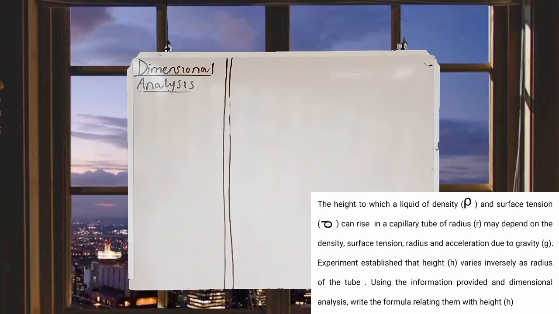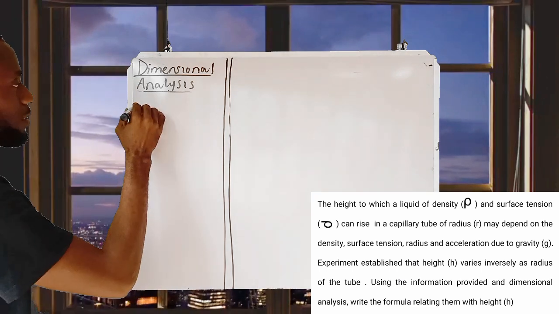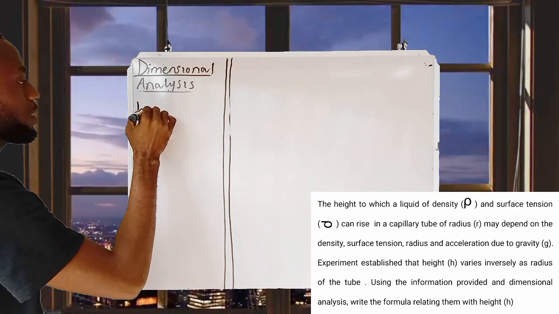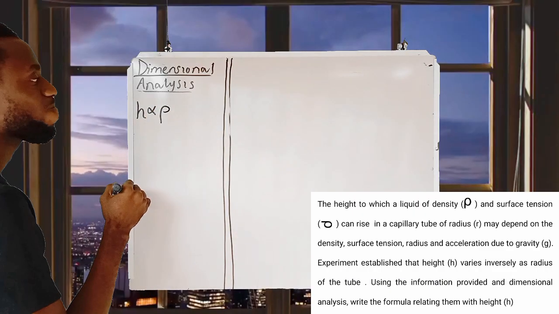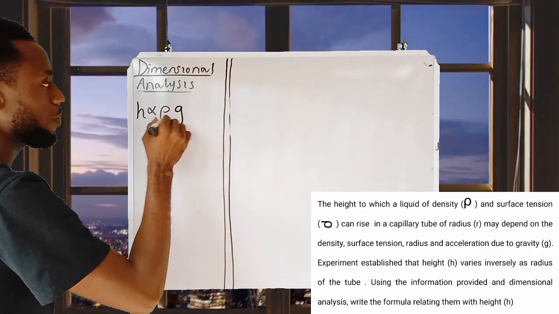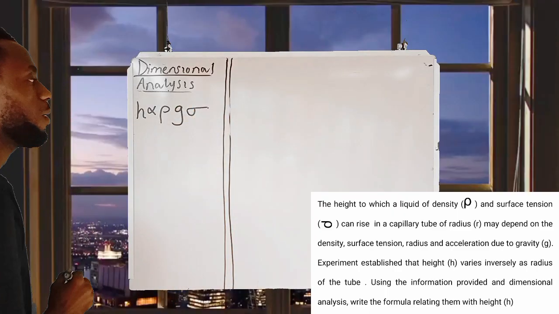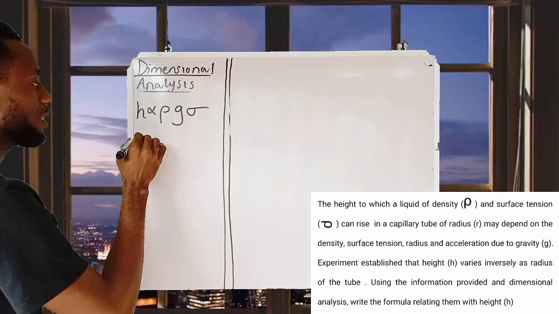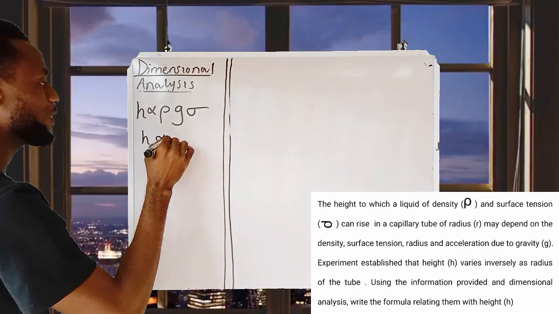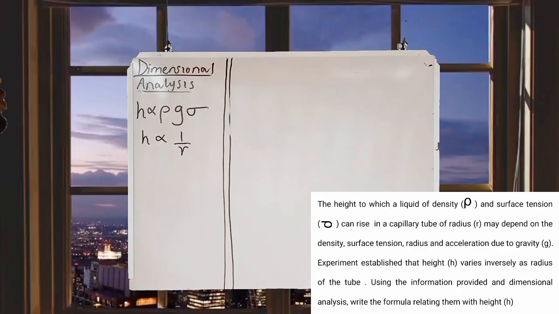All right, so let's attempt this tricky question. It says that the height a liquid could rise in a tube could depend on the density, the gravity, and the surface tension. While in the question it was clearly stated that the height varies inversely as the radius of the capillary tube.